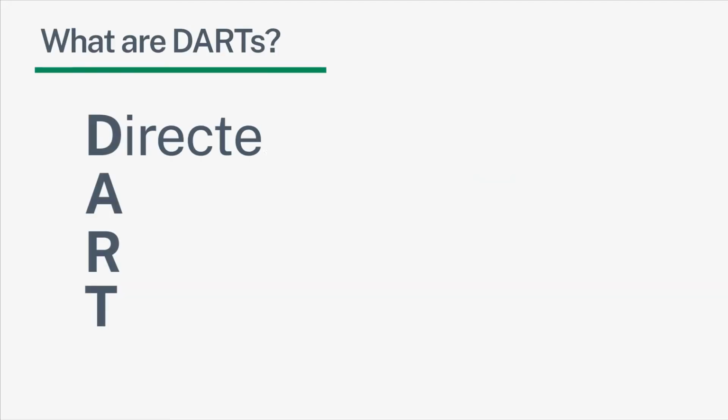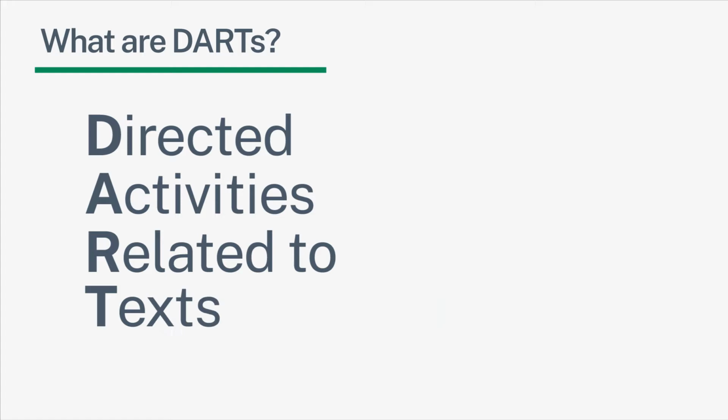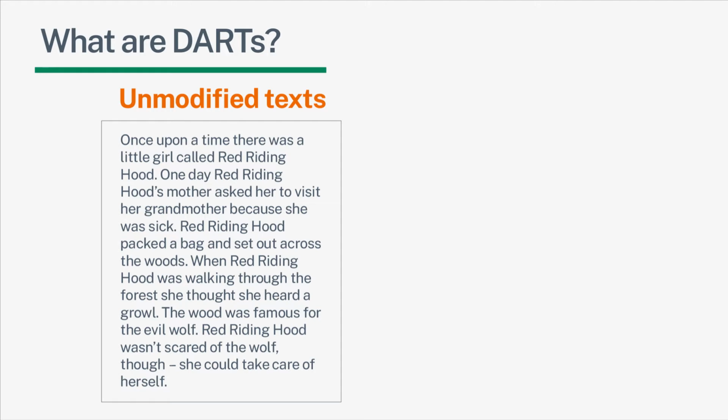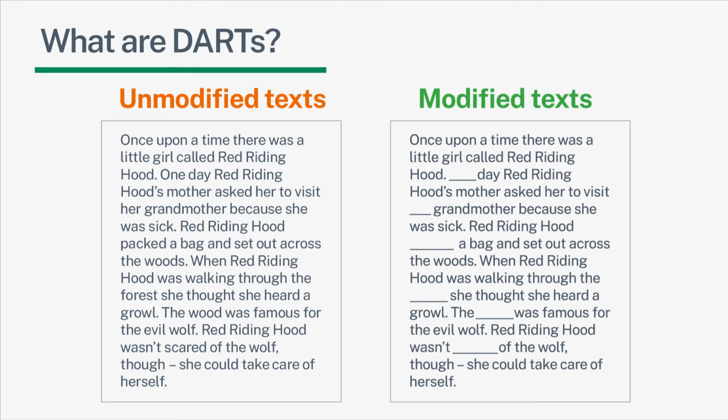DARTS stands for Directed Activities Related to Text. When working with a text, DARTS provide an alternative to traditional comprehension questions as a way of assessing and encouraging understanding. There are two main types of DARTS: DARTS using unmodified texts and DARTS using modified texts.